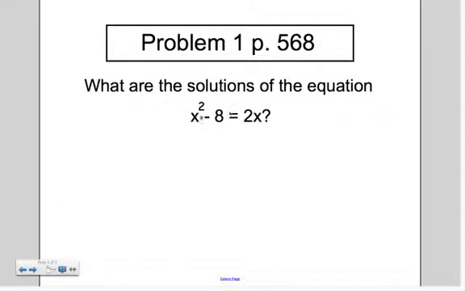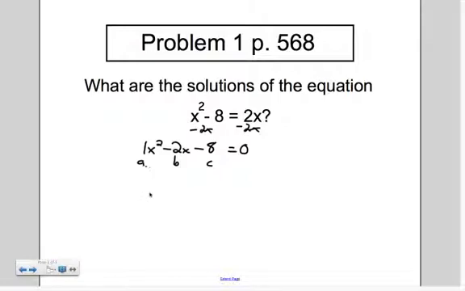What are the solutions of the equation x squared minus 8 equals 2x? Now you notice it's not in the form ax squared plus bx plus c equals 0. So we're going to have to put it into that form. So I'm going to subtract 2x from both sides. We have x squared minus 2x minus 8 equals 0. So we have a very clearly defined a, b, and c. And we're going to plug it into the equation.